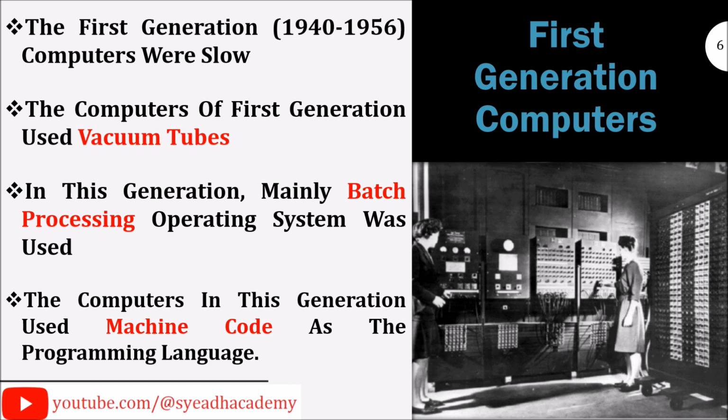First-generation computers. The first generation, 1940 to 1956, computers were slow. The computers of first generation used vacuum tubes. In this generation, mainly batch processing operating system was used. The computers in this generation used machine code as the programming language.